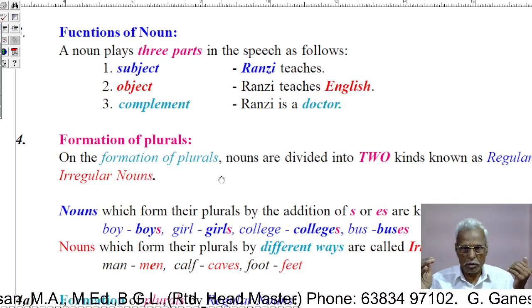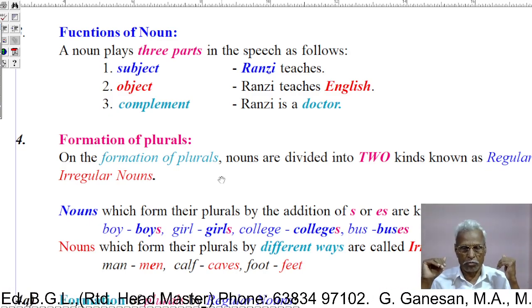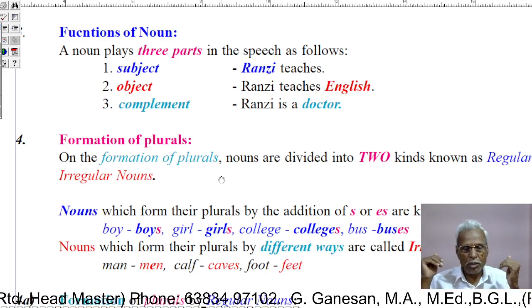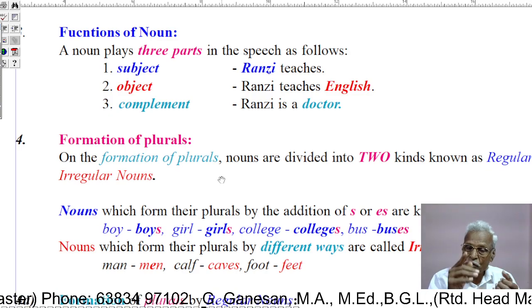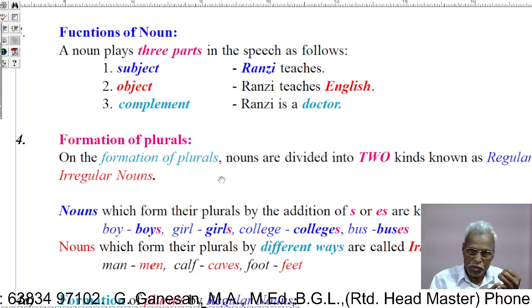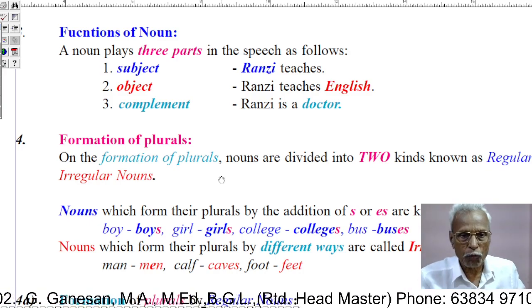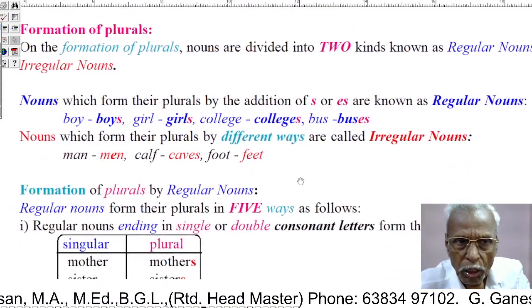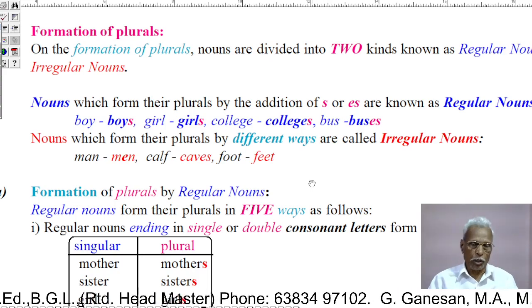Then complement: Ronnie is a doctor. A doctor is a common noun. Here it has been used as a complement. So a noun functions in 3 ways in sentence pattern: as a subject, as an object, as a complement. Okay. Then formation of plurals. How nouns in English form their plurals.